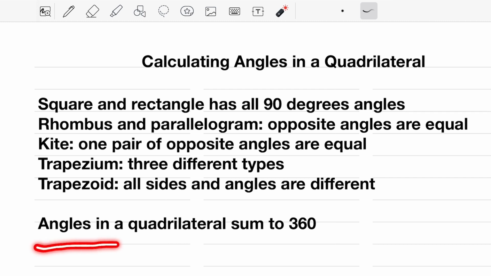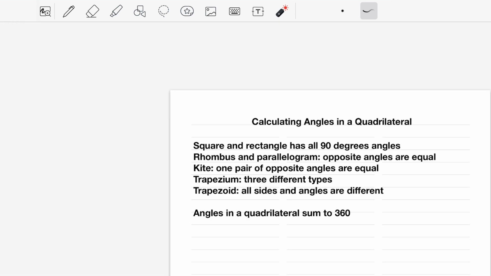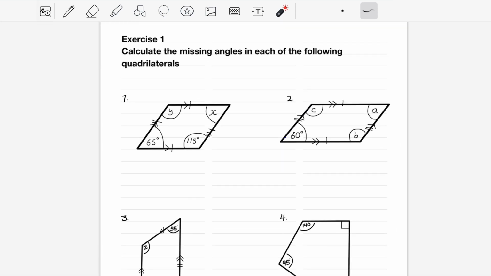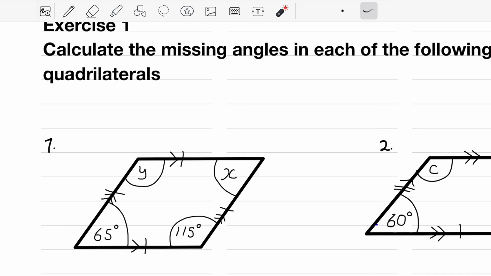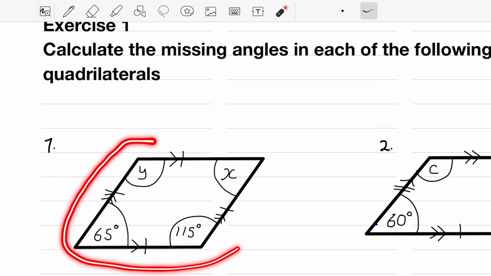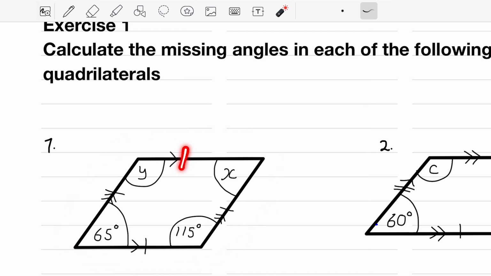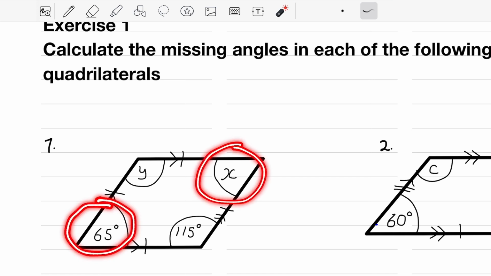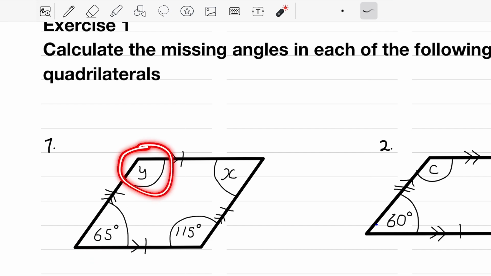So we know that angles in a quadrilateral sum to 360 degrees. So let's try some questions. So what shape is this? These dashes here indicate that all of the sides are equal. It is not a square, so it is a rhombus. So in a rhombus, the opposite angles are equal. So x would be 65 degrees and y will be 115 degrees.